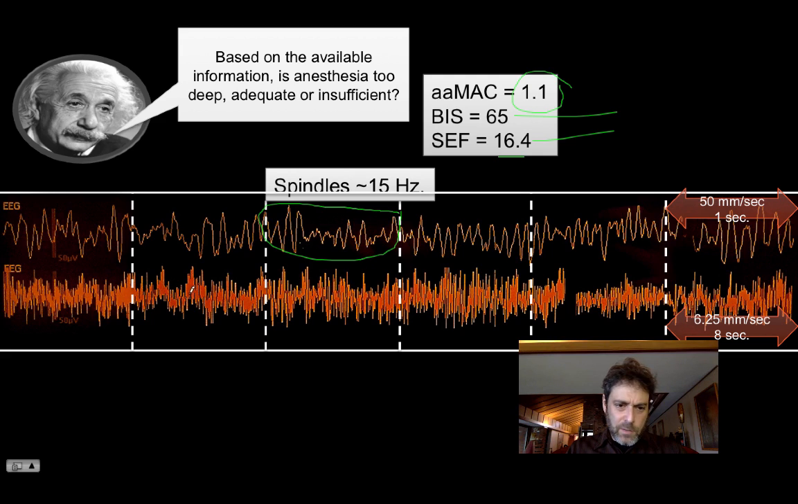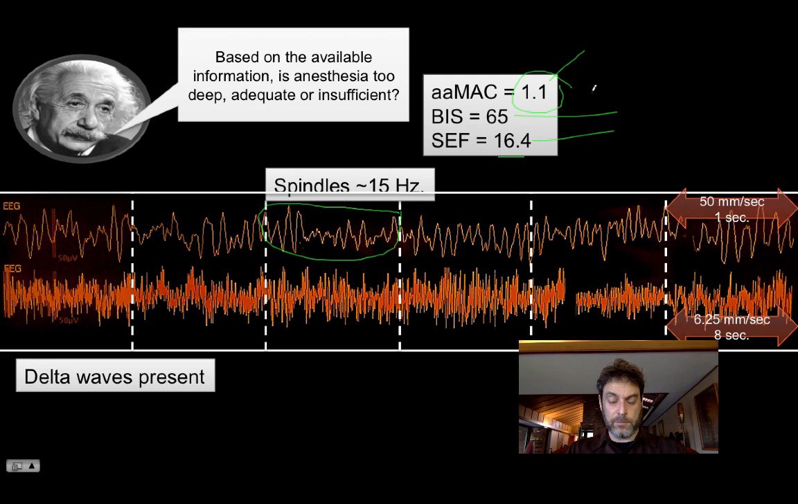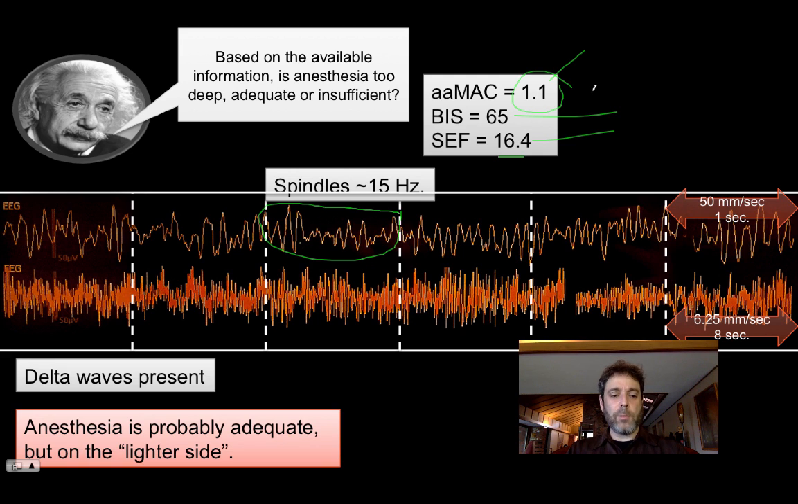There are delta waves here, maybe not as prominent as in some of the previous examples. So we have sigma spindles, we have delta waves. I think the one thing that is reassuring here is the MAC value. On that basis, I might keep an eye, but this is potentially concerning for slightly light general anesthesia based on EEG criteria. So probably adequate, but maybe on the lighter side.